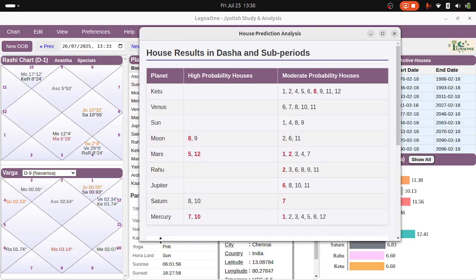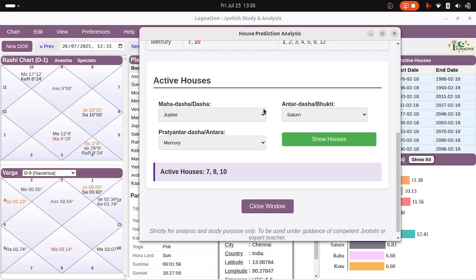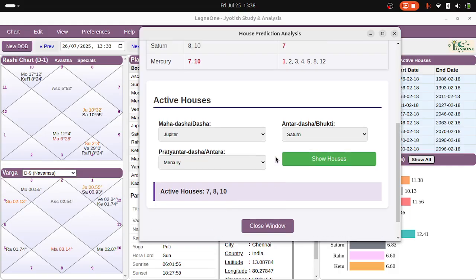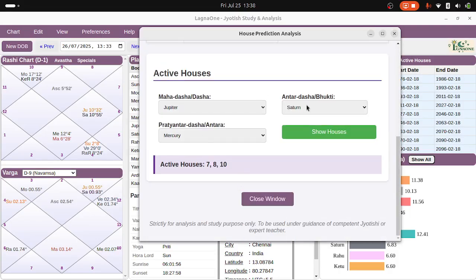You see Mercury is showing the seventh house result also, and the seventh house result is shown by Saturn also. So it is figuring in two planets. Chances are pretty high that though Jupiter is not directly involved with the seventh, when Saturn and Mercury come, seventh house results will be shown. If this list is longer, you have to filter it by looking at which are high probability among the planets involved in the dasha.